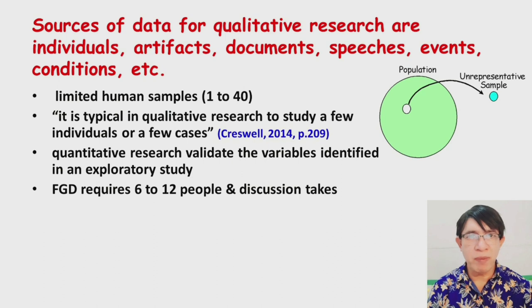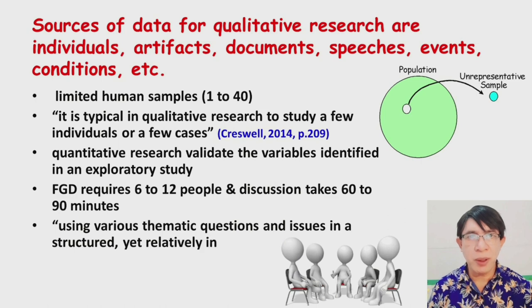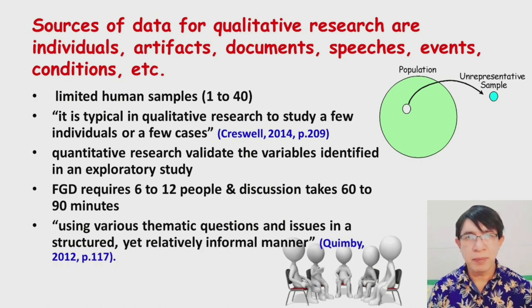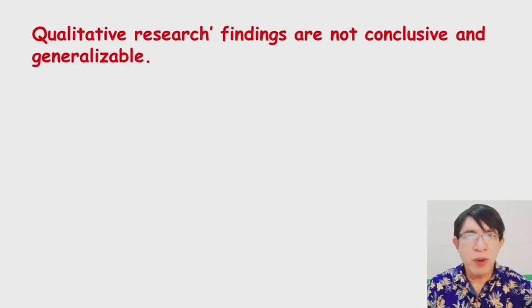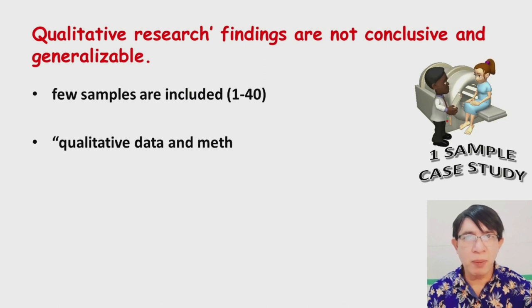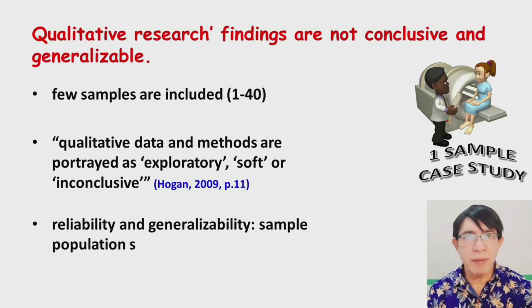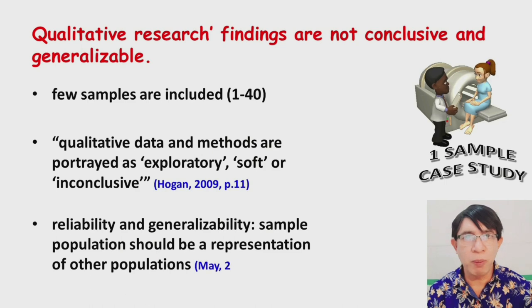Focus group discussions or FGD requires 6 to 12 people and the discussion takes 60 to 90 minutes using various thematic questions and issues in a structured yet relatively informal manner. The employment of few samples in qualitative research makes the findings not conclusive, reliable, as well as not generalizable to the population. Hogan attested this, saying that qualitative data and methods are portrayed as exploratory, soft, and inconclusive. On the issues of reliability and generalizability of findings, May explained that the sample population should be a representation of other populations that the investigator plans to say something about.